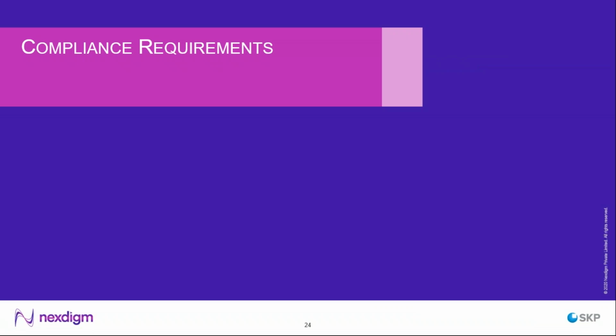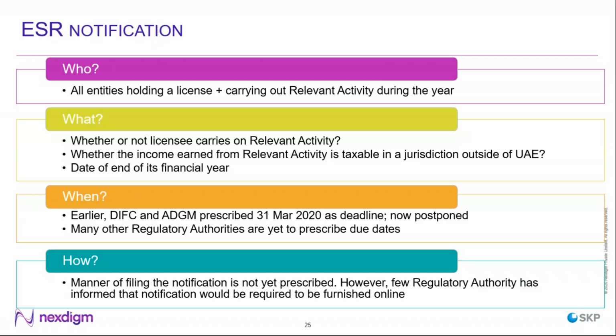That takes us to a most important question. What are the compliance requirements? What if you are performing any of the relevant activities that we discussed just now, and your business is getting covered by the economic substance regulation? What is it that you're supposed to do? So the first compliance requirement is to notify. Who's supposed to notify? Like I said, the regulations are fairly broad. So every entity that holds a license and carries out a relevant activity has to file a notification.